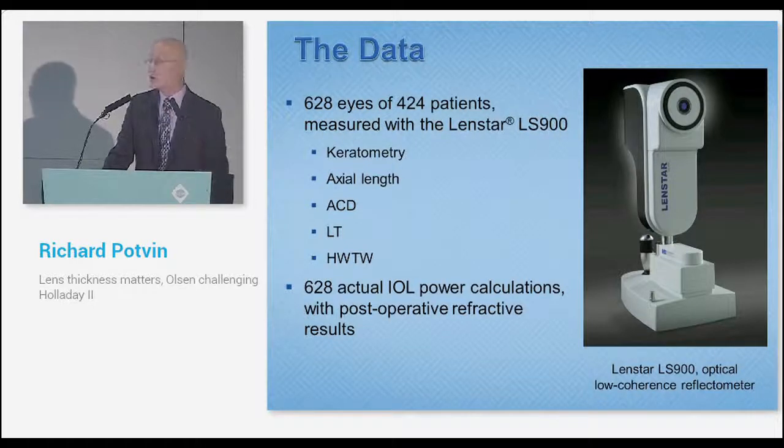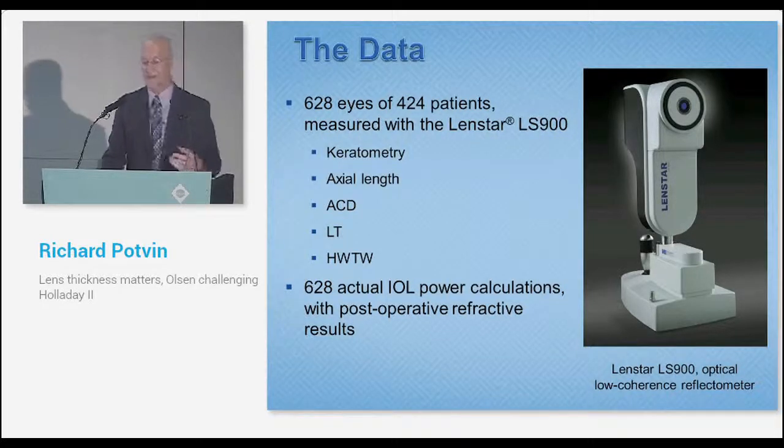It's an optical low coherence reflectometer. It gives me keratometry. It gives me axial length. You saw from Warren's presentation the keratometry is high density. Axial length is optical. I get the anterior chamber depth. I get lens thickness, and it will measure from an eye image the white to white.